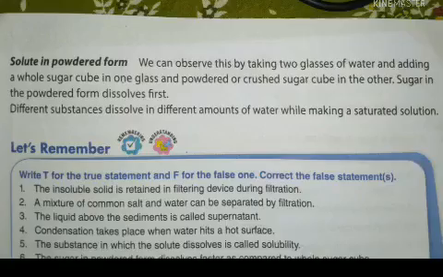Let's remember, write T for true and F for false. Number 1 is true. Number 2 is false. Number 3 is true. Number 4 is false. Number 5 is false. Number 6 is true.